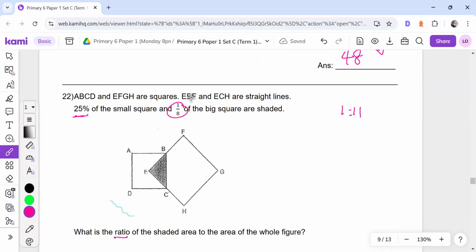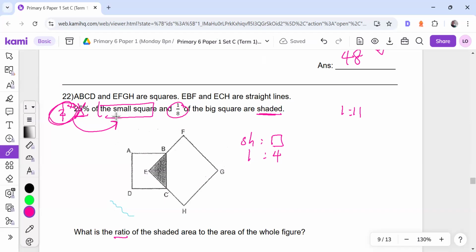So pay attention now. This is a very important lesson because if you are using the ratio method, you must know how to change the percentage and fraction to ratio. 25%, number one, change it to a fraction first. First step. Then 1/4 of the small square is shaded. How do you break up the 1/4 into ratio? Shaded is 1, and the small square total is 4. The denominator is talking about the total, which is the small square. So 1 is to 4.